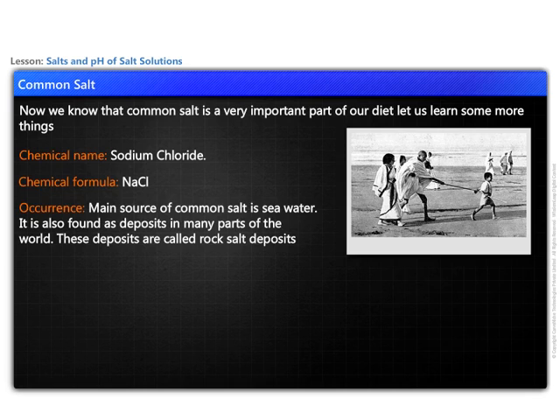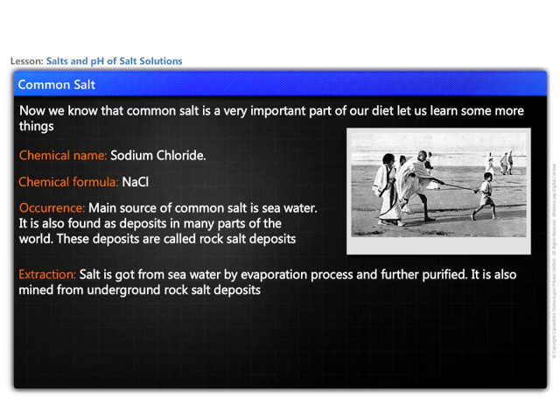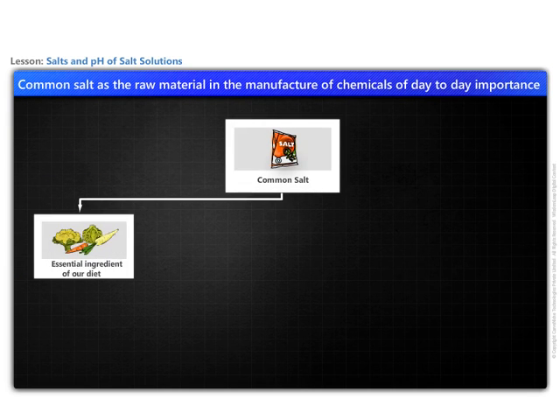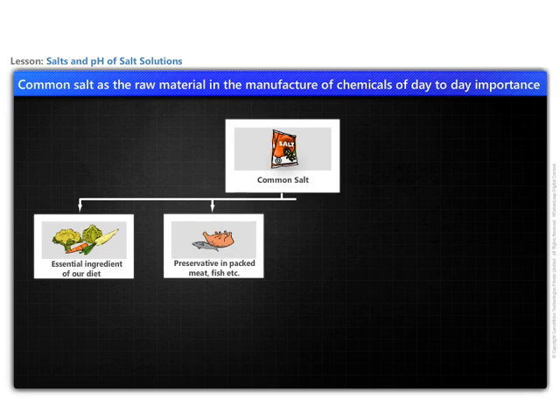The main source of common salt is seawater. It is also found as deposits in many parts of the world. These deposits are called rock salt deposits. Salt is got from seawater by the evaporation process and further purified. It is also mined from underground rock salt deposits. Common salt is the raw material in the manufacture of chemicals of day-to-day importance.